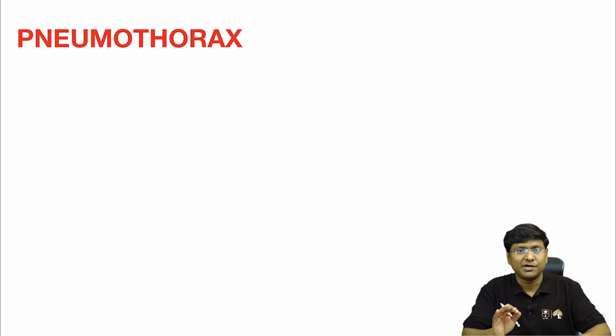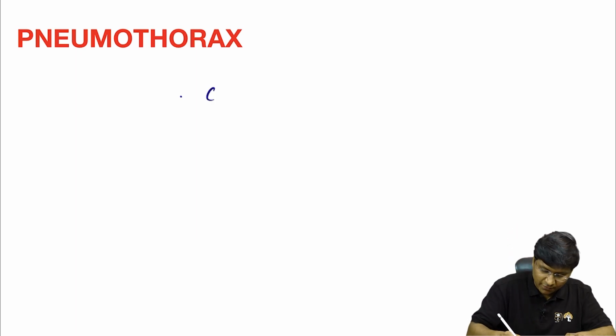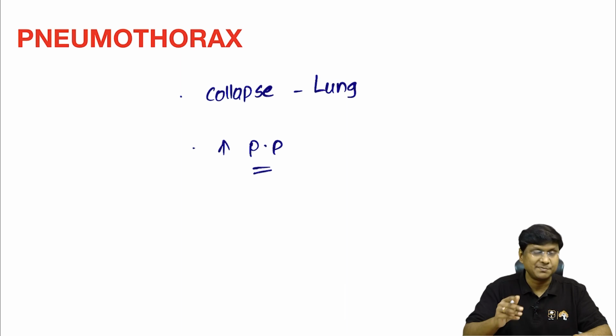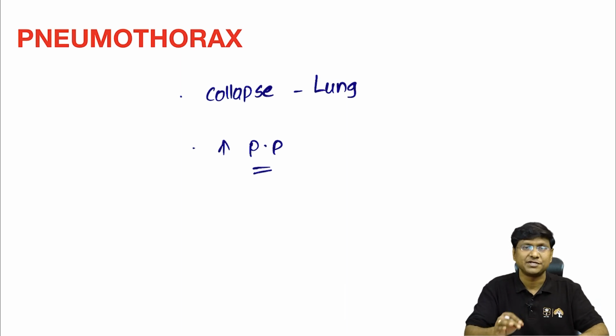The next important topic for quick revision is pneumothorax. The hallmark of pneumothorax is the collapse of the lung. Why is there collapse of the lung in patients with pneumothorax? That is because of an increase in the positive pressure in the pleural space, which causes the collapse of the lung.